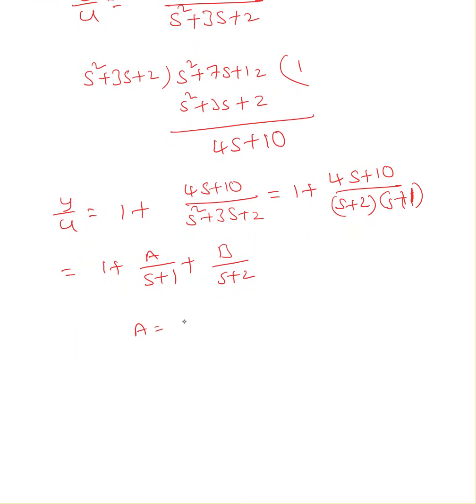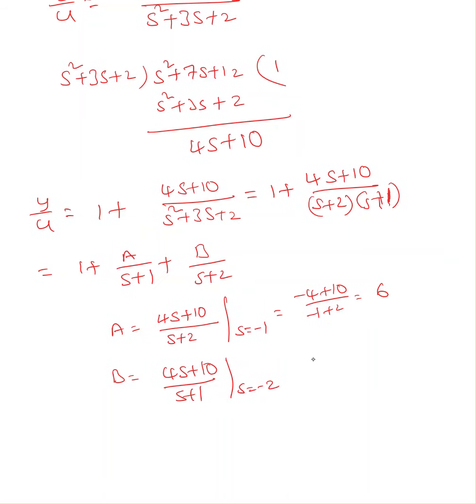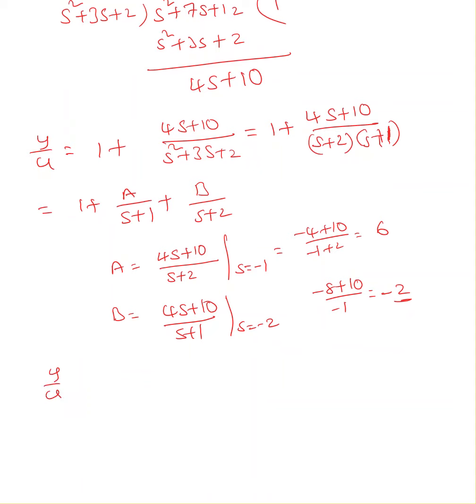A equal to, I can use the substitution method since there are no repeated poles. 4s plus 10 over s plus 2, substitute s equal to minus 1. So minus 4 plus 10 over minus 1 plus 2, so 6 over 1, which is 6. A equal to 6. Same way, b equal to 4s plus 10 over s plus 1, substitute s equal to minus 2. So minus 8 plus 10 over minus 1, so 2 over minus 1, which is minus 2. B equal to minus 2. Now y by u equals 1 plus 6 over s plus 1 minus 2 over s plus 2.